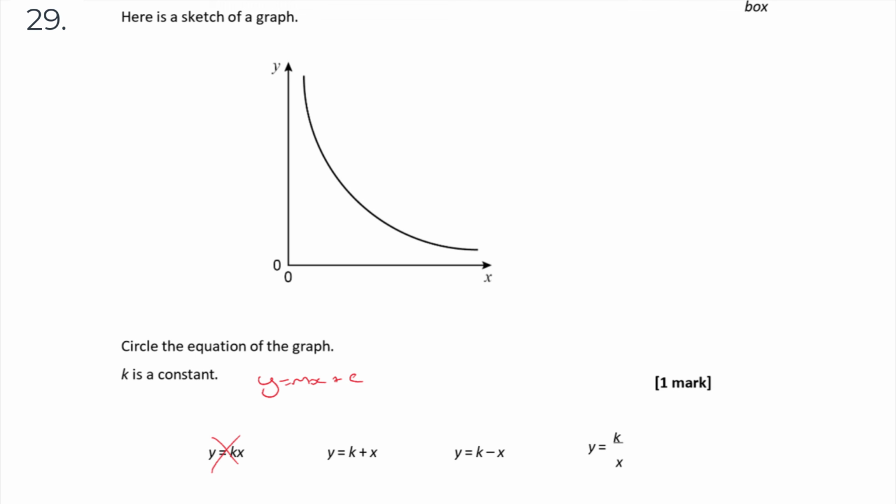Similarly, y equals k plus x is the equation of a straight line with gradient 1 and intercept k. So that isn't it. y equals k minus x, again, that's the equation of a straight line, this time gradient minus 1, intercept k. It's not that one. The only one it can possibly be is this one here. It's the right hand side of a reciprocal curve, isn't it? That looks like this. Normally you have it in two quadrants like this, and what we're seeing here is this bit up here. So that's the bit we've graphed. So it's y equals k over x.